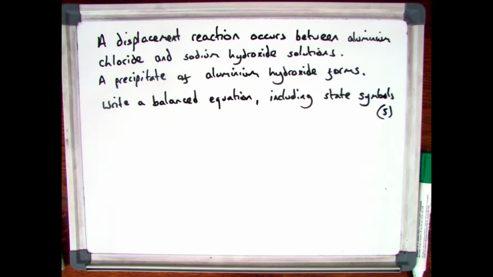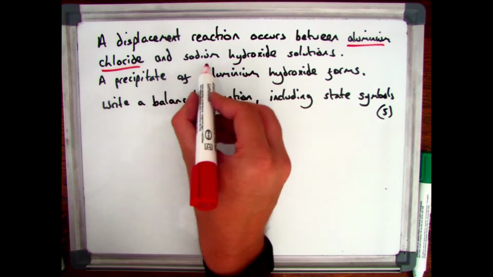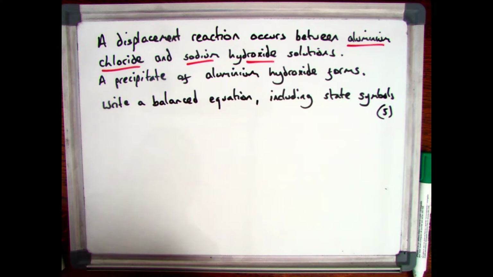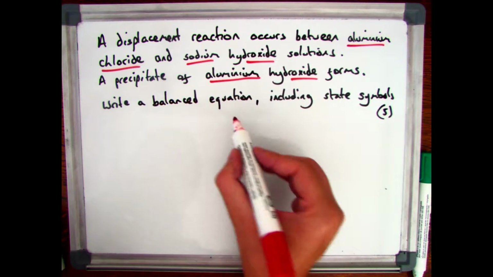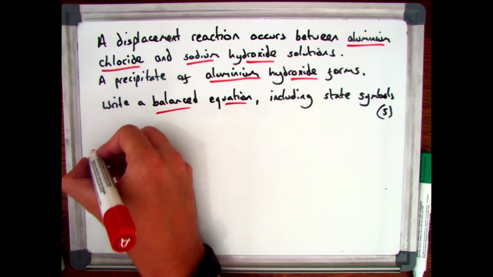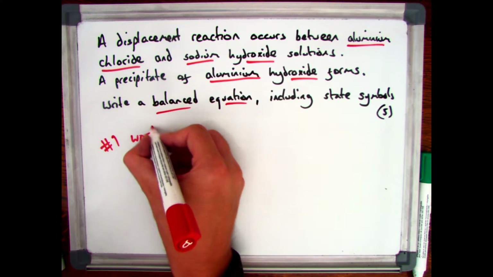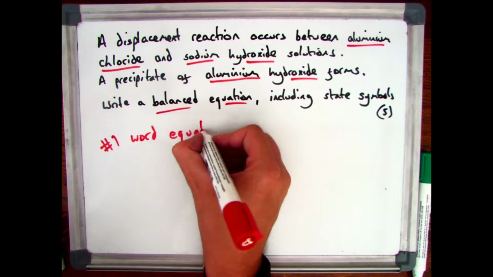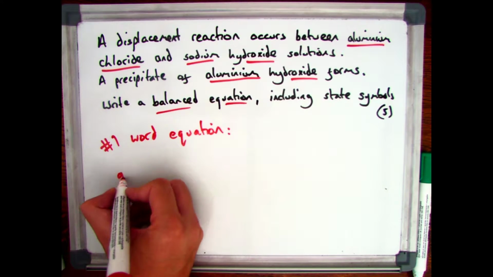The real challenge in these displacement reactions is actually being able to work it out from scratch, including working out the formula. So this one says aluminium chloride and sodium hydroxide solutions react together and it forms a precipitate of aluminium hydroxide. Write a balanced equation including state symbols. So if you get a question like that, you've got to break it down into parts. And I'd always start off with doing the word equation. So take the information from the question.